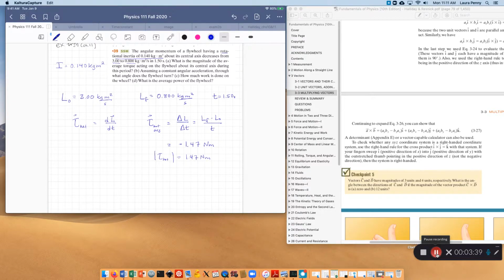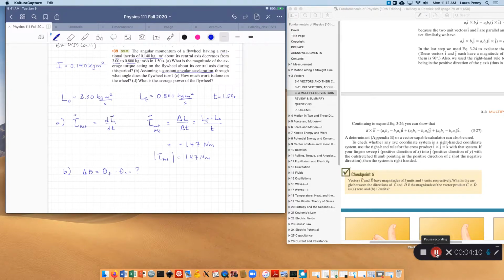It says assuming constant angular acceleration, so assuming that we didn't have some changing thing here, through what angle does the flywheel turn? All right, so for part B, so this was part A. For part B, it wants to know through what angle does the flywheel turn, or this is theta final minus theta initial.